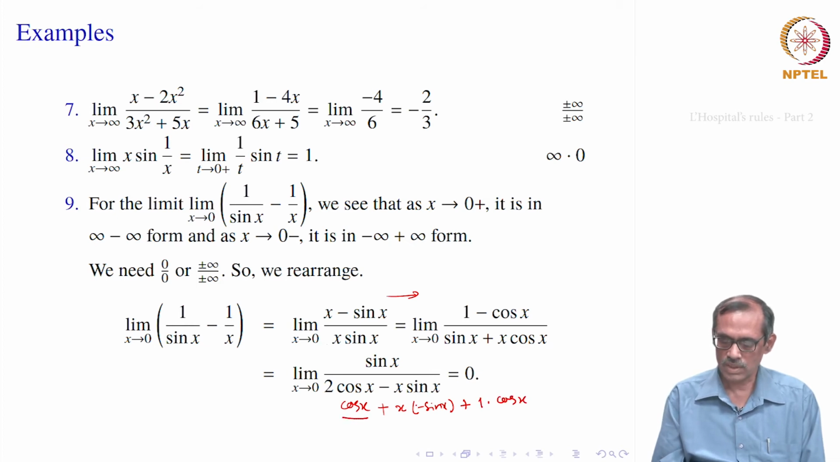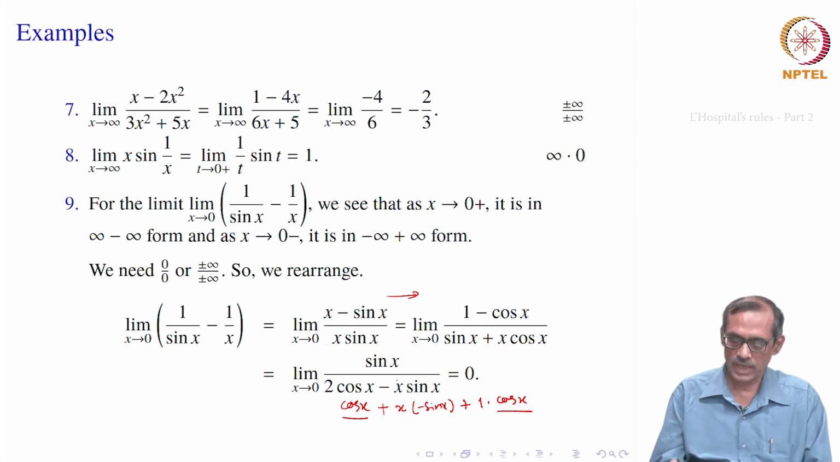So, these two cosine x are written here as 2 cosine x, minus x sin x, that is right. Fine. So, here the numerator becomes 0 as x goes to 0, the denominator does not go to 0, it goes to 2, right, because it is x sin x that goes to 0, but cosine x goes to 1. So, it is 2, therefore, the limit is 0 itself.